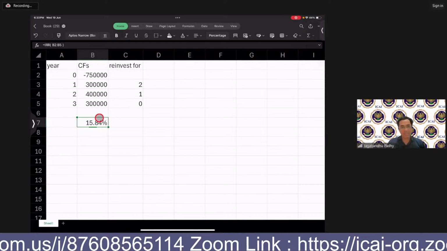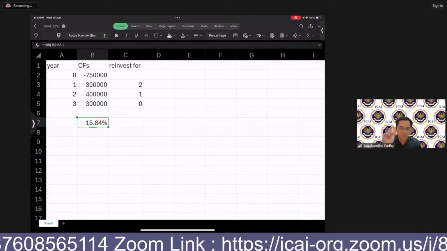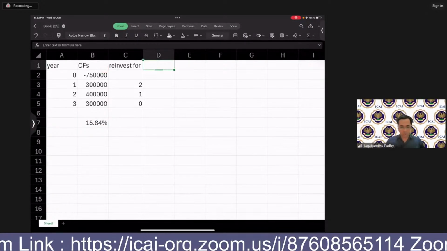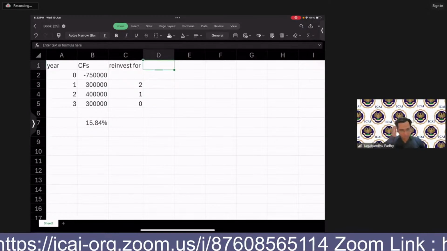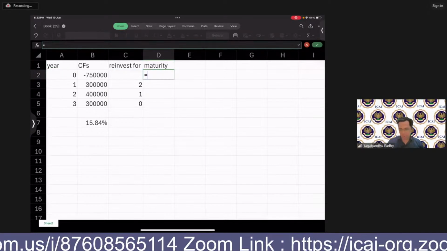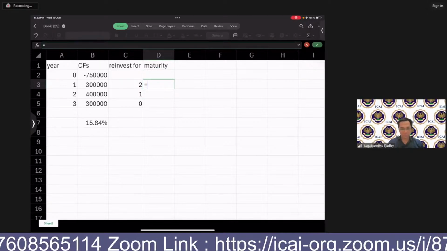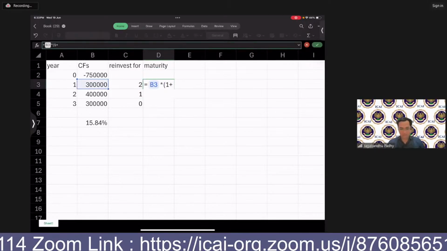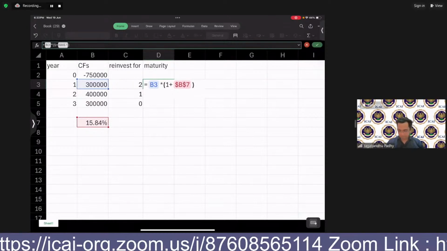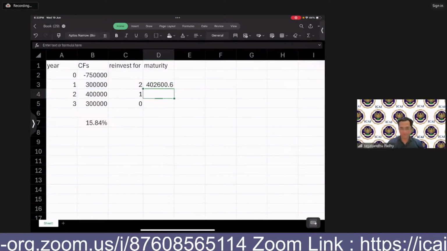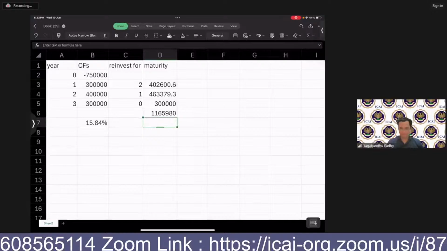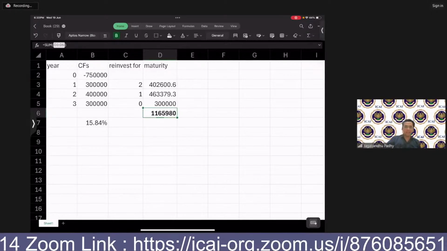So if I consider this as my reinvestment rate, then only my final maturity value will give me the IRR return when I compare it with the initial investment. So let's say this is reinvested for 2, 1 or 0 years, and we look at the calculation of the maturity. Of course, we're not interested in the 0th year maturity. But the first year cash flow is multiplied by 1 plus the reinvestment rate, 15.84%, to the power of the reinvestment period. So the final maturity value that we get is 11,65,980.